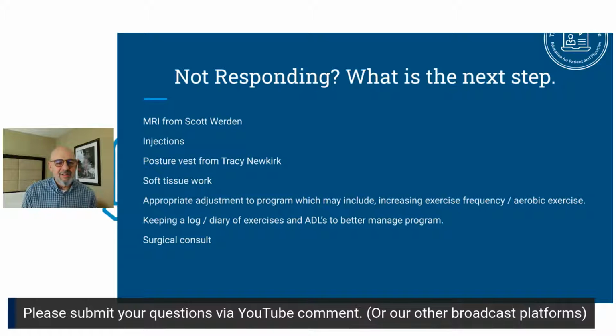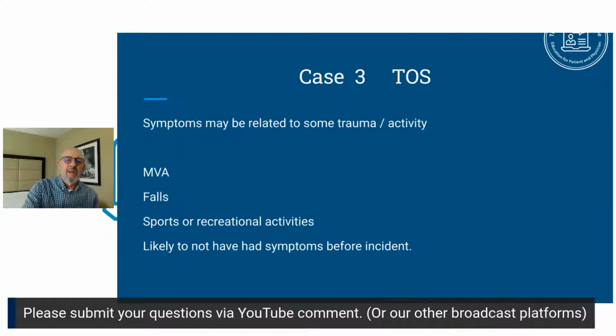And then of course there's a surgical consult, and Scott and the group have a lot of excellent surgeons to talk to all over the country. We understand surgery is the last option, but for some people it's still an option, and it's a realistic option.